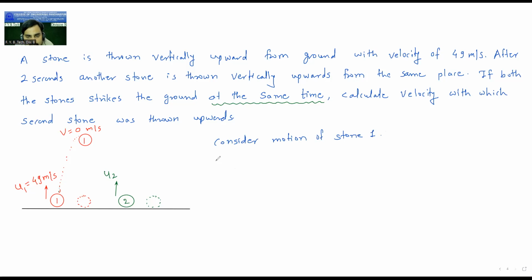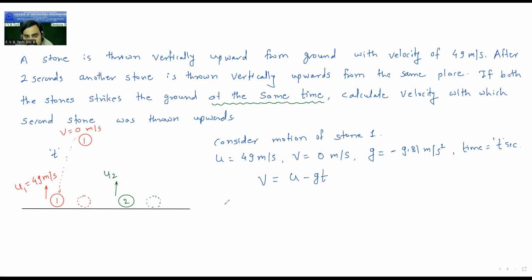Okay. So here u is equal to 49 meter per second, v is equal to 0 meter per second, g is equal to, it is moving upward, so minus 9.81 meter per second square. And time is equal to t seconds. Let us say this is t seconds, the time required to reach here. So if I use v is equal to u plus gt, but g is minus here, so v equal to u minus gt.